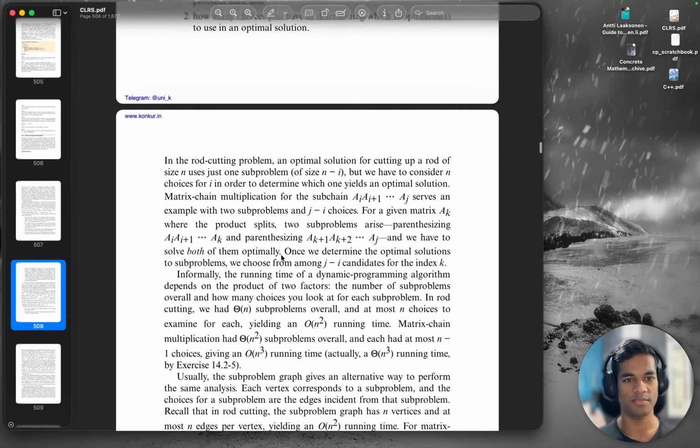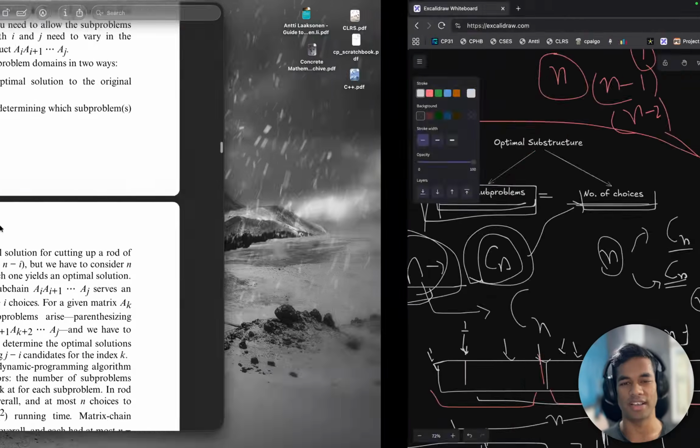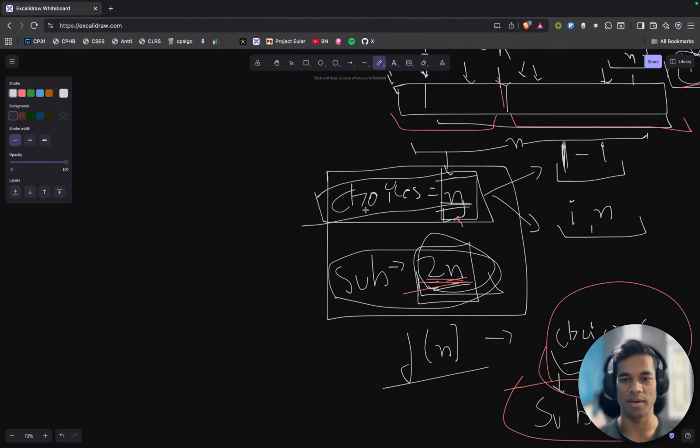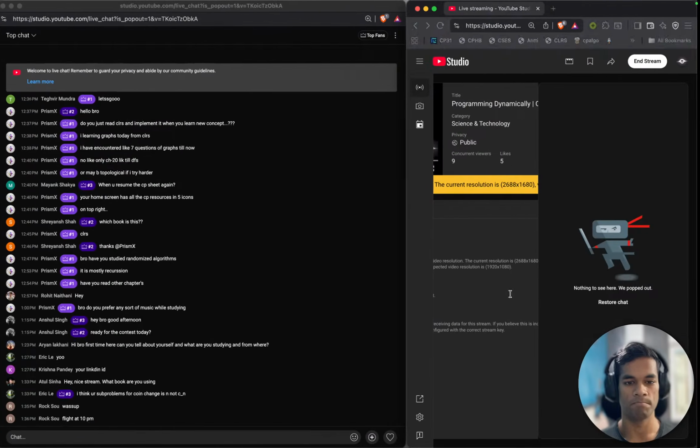And back to this. In the rod cutting problem, an optimal solution for cutting up a rod of size n uses just one subproblem. My mistake here. When we were cutting the rod at one particular index i, we were saying that we are only going to find the optimal way to cut the right side, and we are not cutting the left side. That was an optimization which we made.